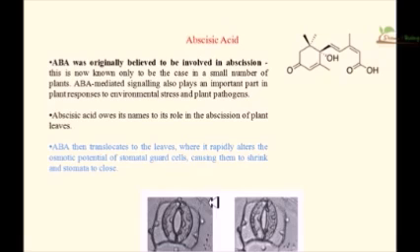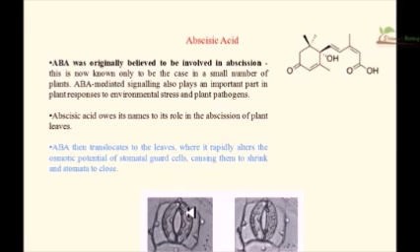The abscisic acid then translocates to the leaves, where it rapidly alters the osmotic potential of the stomatal guard cell. As you can see in this picture, this is the stomata and these are the guard cells. Now the osmotic potential of the stomatal guard cells will be lost. As a result, it will cause them to shrink and the stomata will close. As you can see in this picture, the stomata is getting closed. Okay, so this is the activity of abscisic acid, and as a result, the whole leaf will fall off.